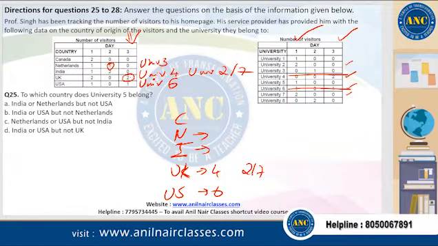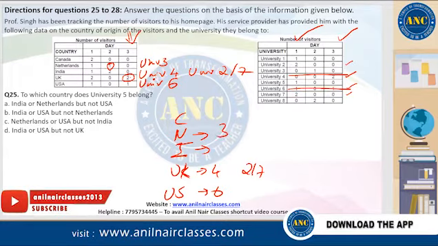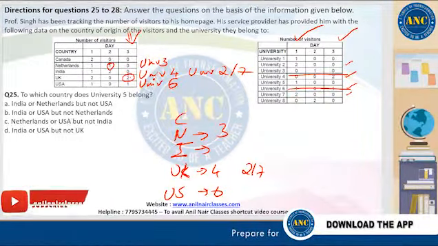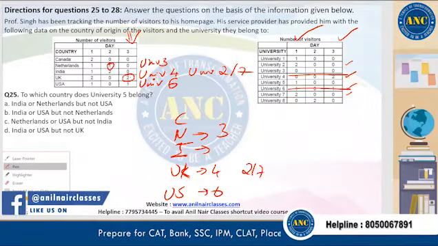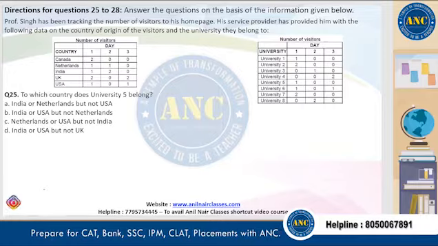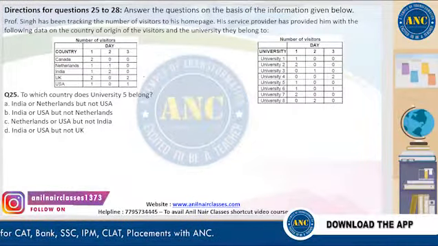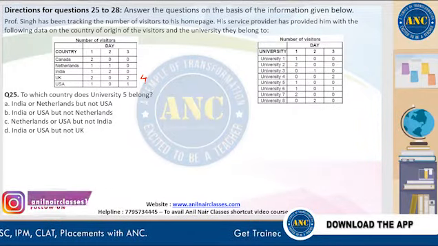India we have not done. Netherlands we have mapped, and we found that Netherlands should be University 3, right? That's straightforward data, an easy data. So we'll quickly map this off. That is University 4.